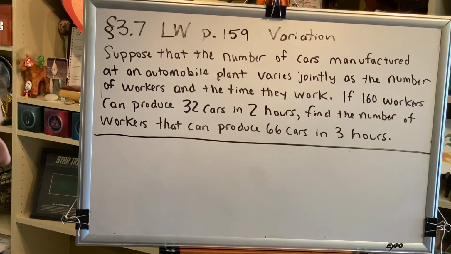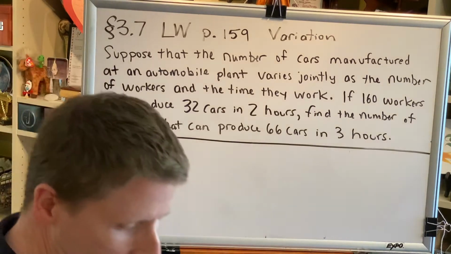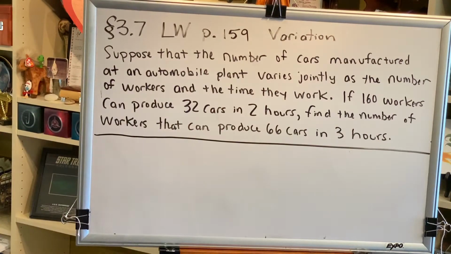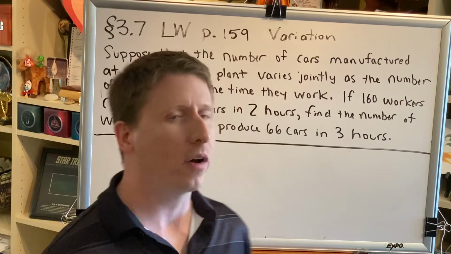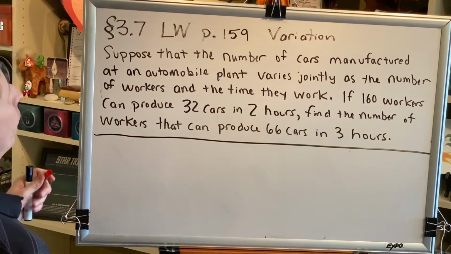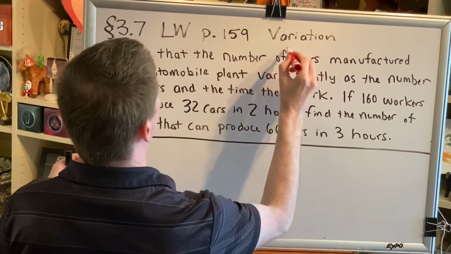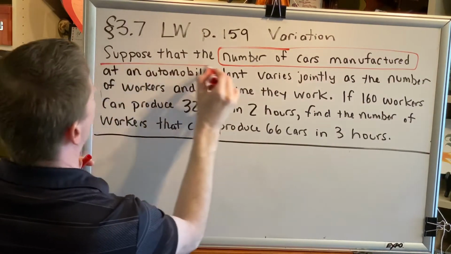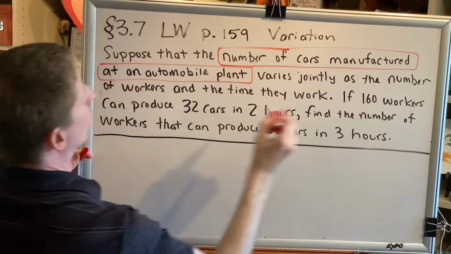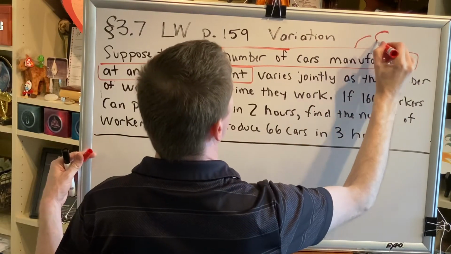in 3 hours. Okay. Just like the last problem, the first thing we need to do is identify what are the variables we're going to use for the quantities in this problem. The first thing we have is the number of cars manufactured at an automobile plant. We're going to call that C for cars.